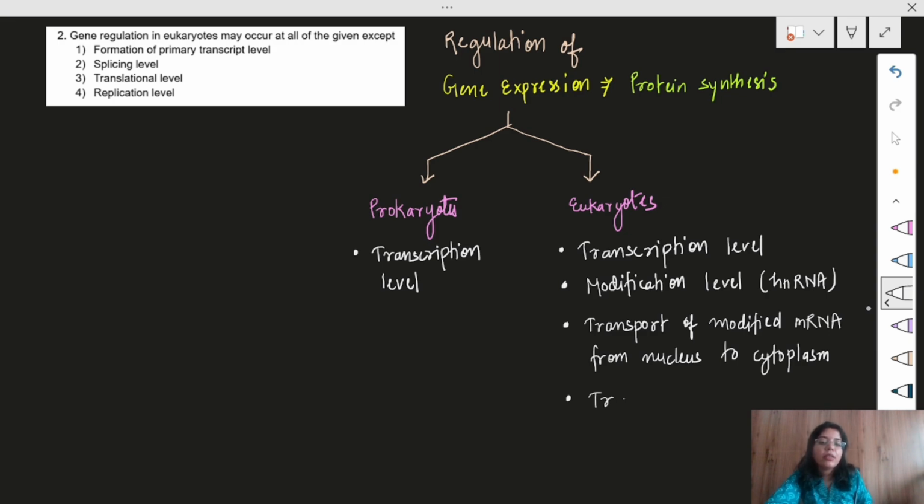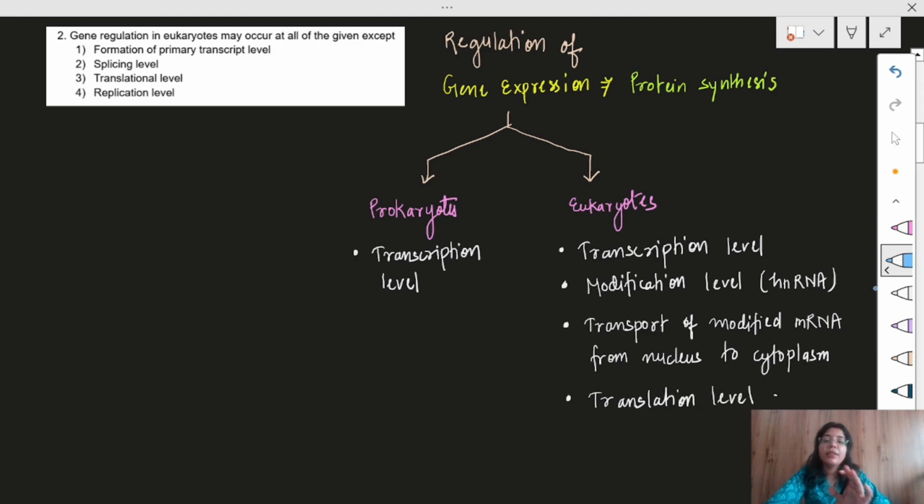And then at last, translation level. What all things can happen at the translation level? Let's suppose the ribosomes are not binding, or amino acids are not there, or charging of amino acids on tRNA has not been done, right? The tRNAs are not charged with the respective amino acid. In any of these cases, translation will get affected, and as a result, protein synthesis will be reduced, right? So regulation means increasing or decreasing the protein synthesis rate, that is called regulation, right?